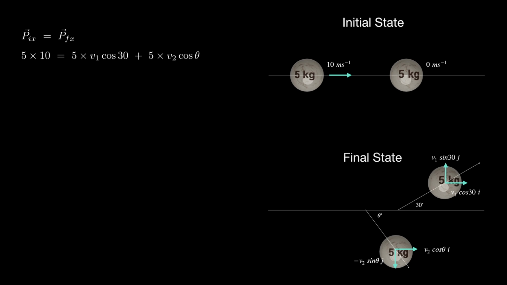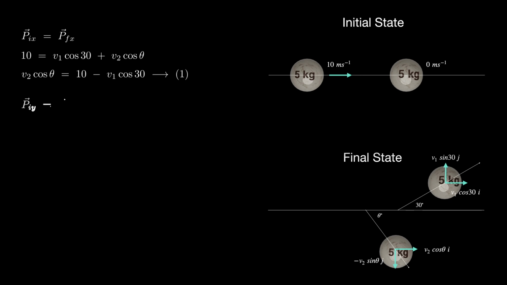As the first step, we will apply the conservation of momentum in the initial direction of motion. This will give us the following expression. Next, we will apply the conservation of momentum in the orthogonal direction to the initial direction of motion, or in the y direction.